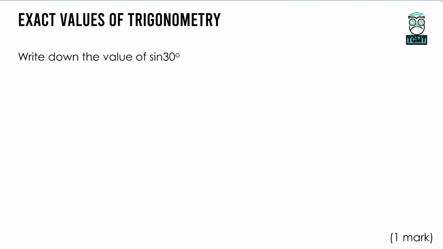Now with exact values of trigonometry, there are only 3 major ones that I would be looking at trying to learn or remember, and if you don't know how to work out the exact values, there are 2 which I would really focus on. So this is one of them. Write down the value of sine 30. Sine 30, this is a really quick one for us to go through, is equal to 1/2. The other one is cos 60, and cos 60 is also equal to 1/2. So 2 really nice ones to remember.